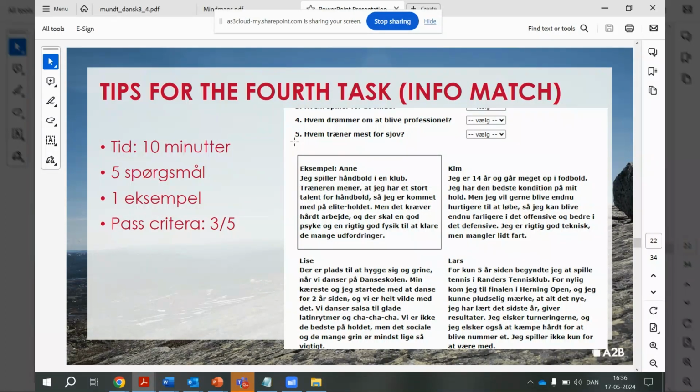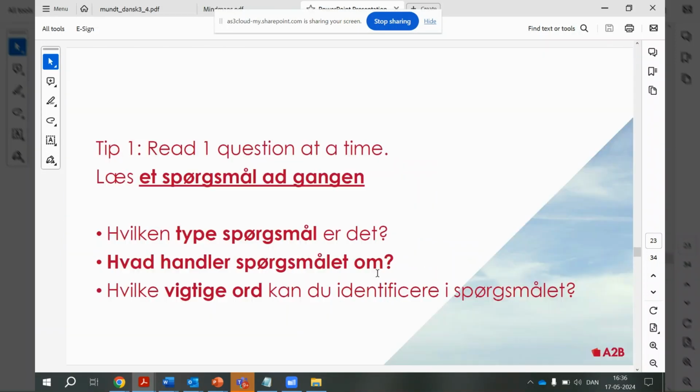And you will have questions like, hvem træner mest for sjov? So you need to understand who's doing it not so seriously. And the way you answer it is you put in the name of the person. The texts are independent, they are not related.